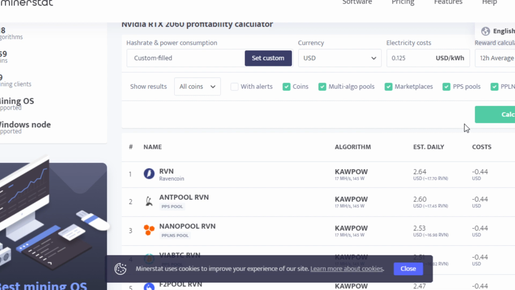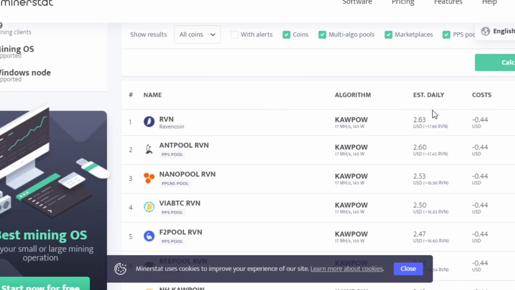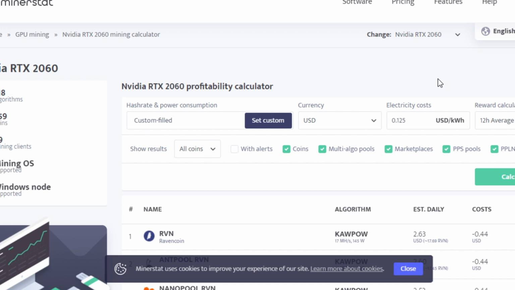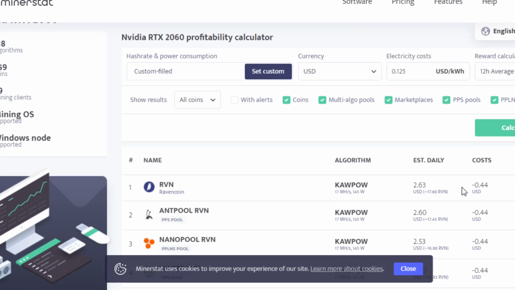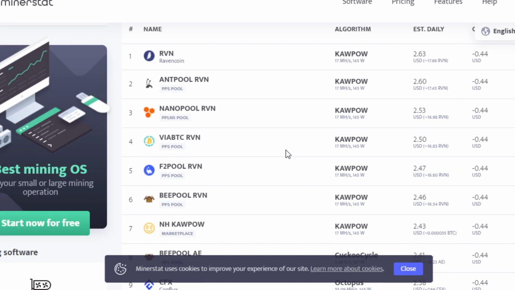Now, in terms of profitability, as of today, middle of August 2021, Ravencoin is currently very profitable. We're looking at $2.60 in daily revenue. And after your electric costs, which of course are important to calculate, I'm doing about 12.5 cents per kilowatt hour delivered to the door. That's my cost. You're looking at about $2.20 profit. So overall, Ravencoin is very profitable to mine on the 2060 GPUs.